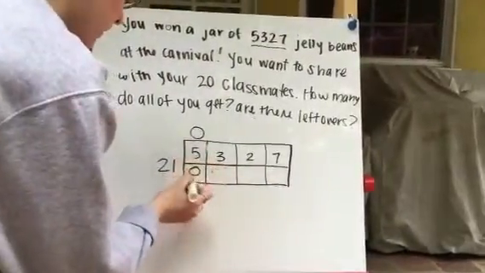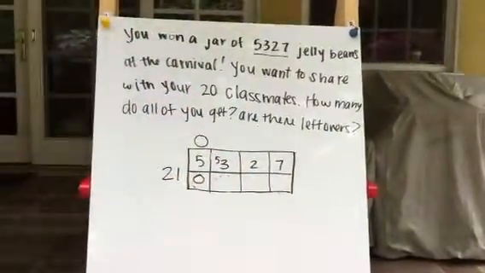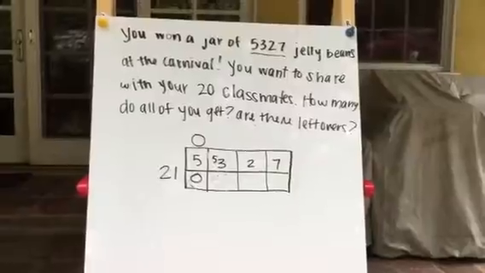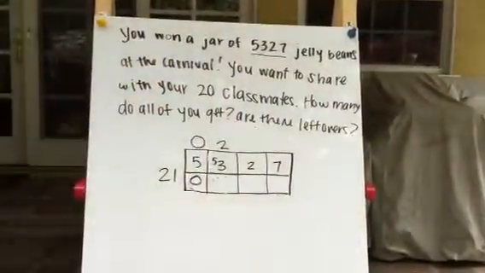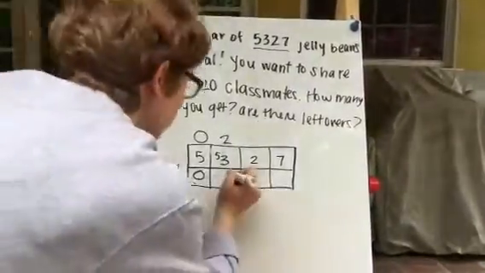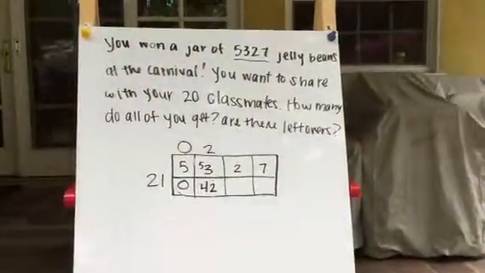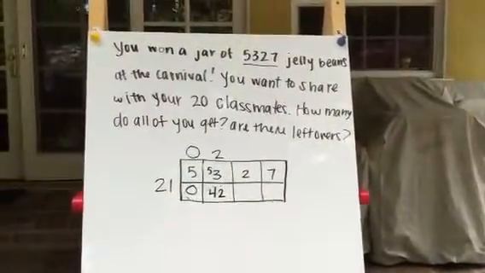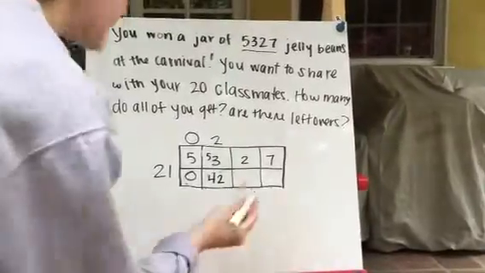Because that does not go into 5, we have to bring our 5 over to our next column. Does 21 go into 53? Yes, good job, it goes in twice. What is 21 times 2? Good job, that's 42. And yes, it goes right down here, because our next step is going to be 53 minus 42. What's that? Perfect, it's 11.